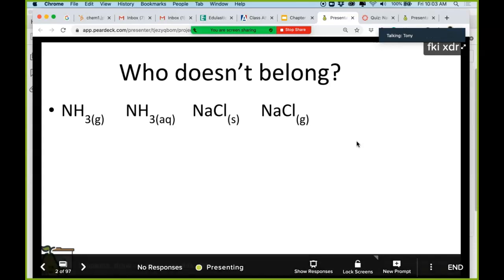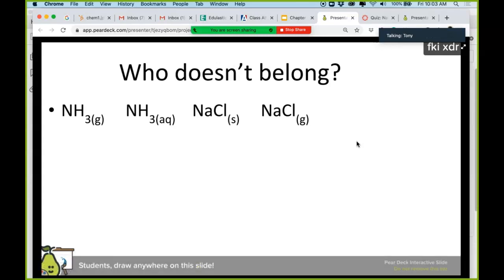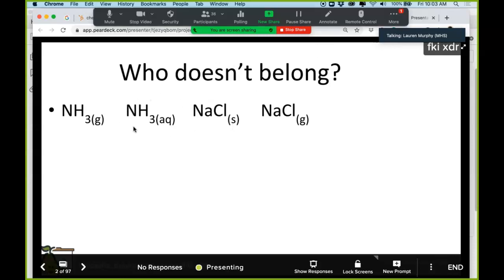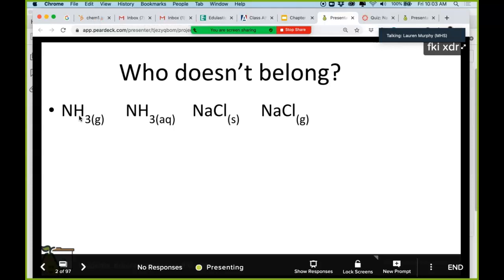Is it NaCl because it's like solid? Okay, so that's a good guess, and that's usually what most kids, I think, want to guess, and it's not. So the one that doesn't fit is ammonia, this ammonia specifically. So ammonia gas is a pure substance. Sodium chloride solid is a pure substance.